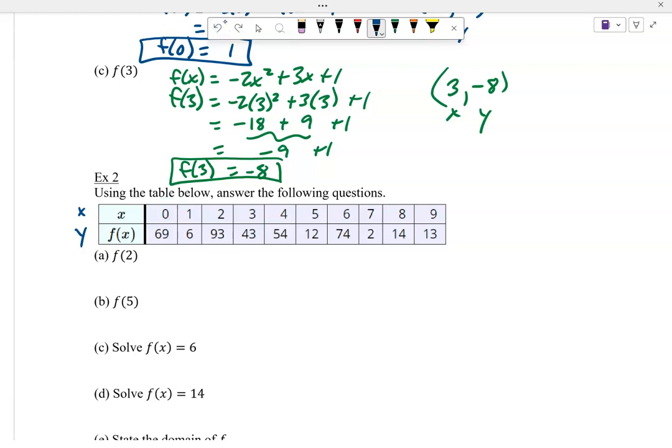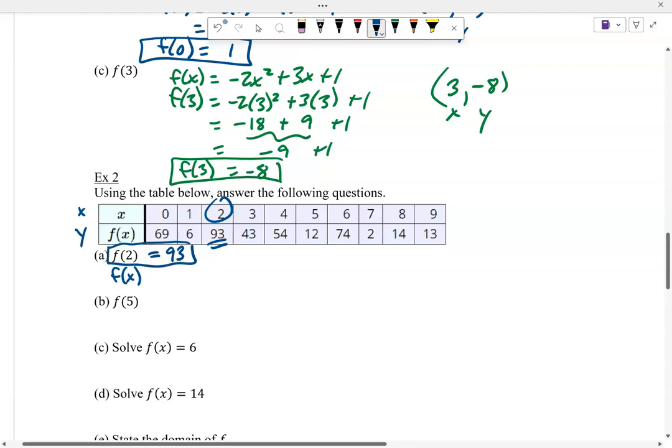So f of 2. So this is saying, remember, x is 2, right? If x is 2, what's our output? Perfect. When x is 2, it spits out 93. F of 5. Yeah, when x is 5, it spits out 12. Right? F of 5 equals 12.